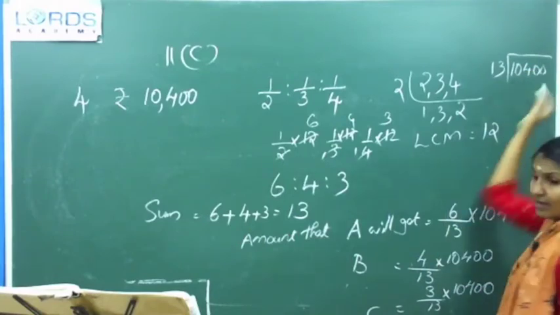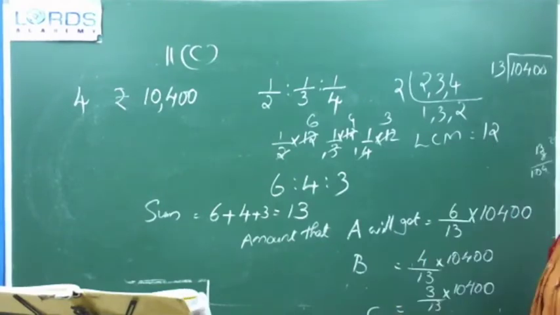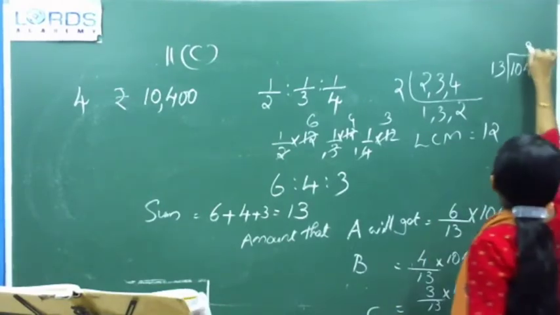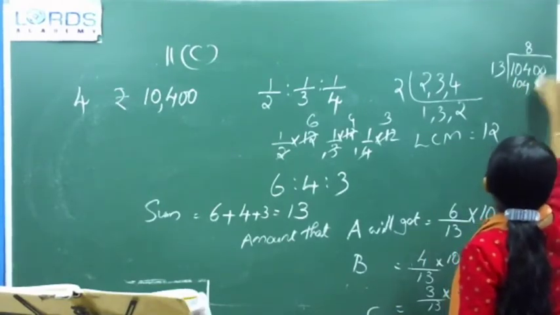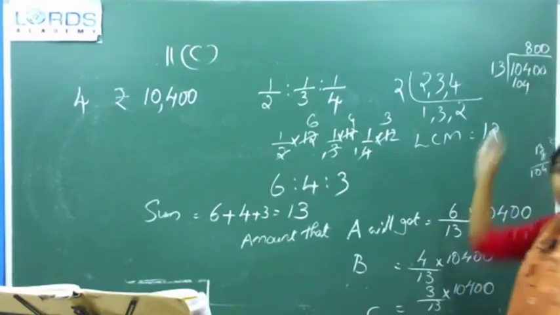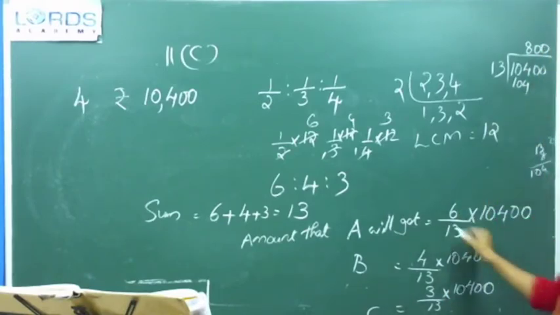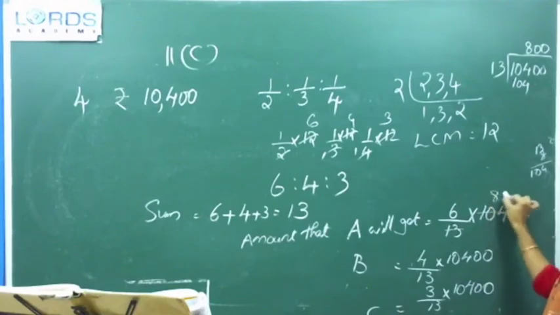13 in 104 how many times will it go? 8 times. So 8, 0, 4. After that 2 zeros. So we got 800. Now in each case we can write it as 800.